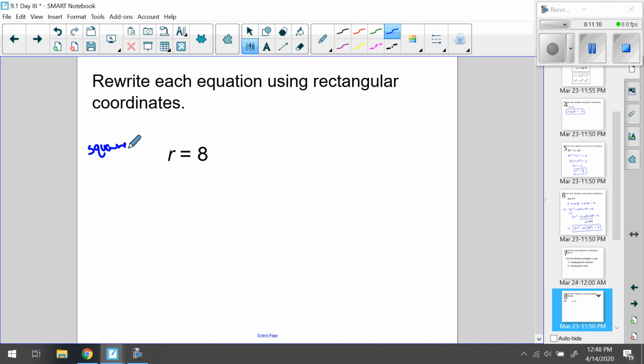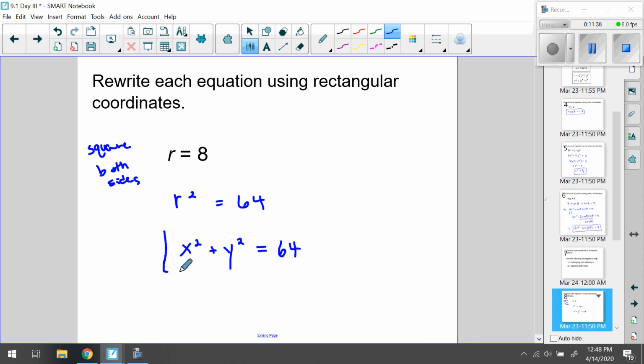And if we square both sides, we'll get r squared equals 64. And then we can simply replace r squared, substitute x squared plus y squared in for r squared. And so then I get x squared plus y squared equals 64. And I think that could be an answer that we're happy with.